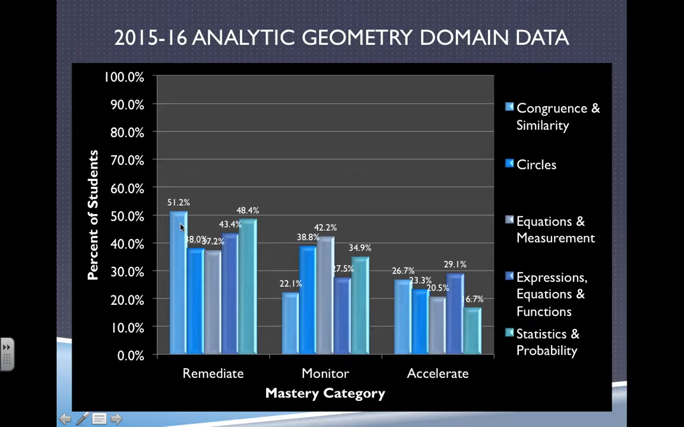Over 51% of our students struggle with congruence and similarity. That surprised me. When I think about the geometry students I've taught, they tend to excel in that area, but according to my data and the school data, they didn't. So that's an area that needs to be focused on. We also have some areas that we could accelerate some students in. And 29% of our students are good on expressions, equations, and functions. So maybe that's something we don't need to spend as much time on.